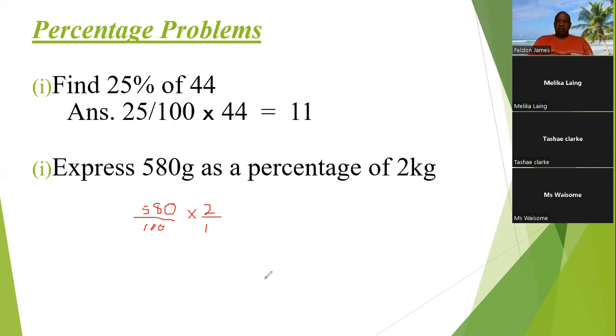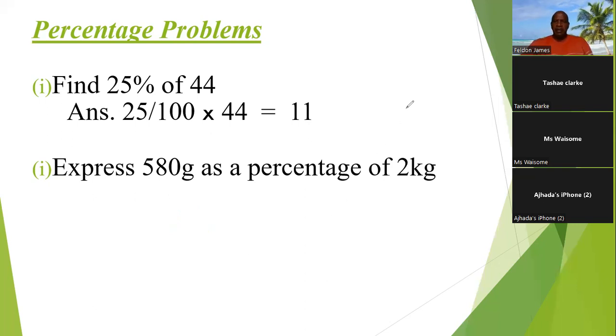Now, how did you come by this calculation? What was your reasoning behind this? Sir, it says express 580 as a percentage of 2 kg. So I put... So I'm just a mistake. It says I listen gram and kilogram. Sorry, sir. Something wrong with the answer, right? Yes, sir. All right. I'm glad you recognize that.